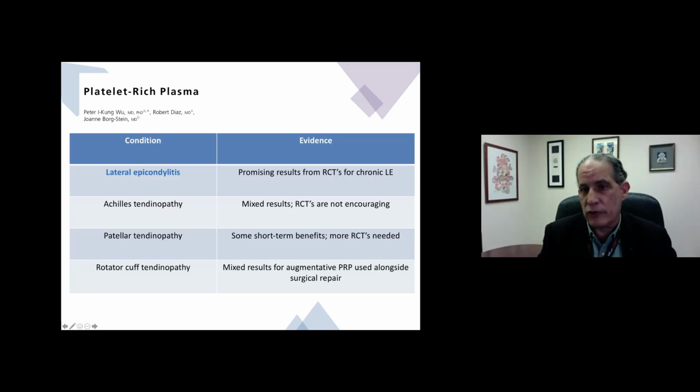I know there are some encouraging studies, and that's why I say this here. Randomized controlled trials are not encouraging, but in this case, more RCTs are needed because some of the evidence is good, because I think we need more research, and we may end up changing the way we do this.